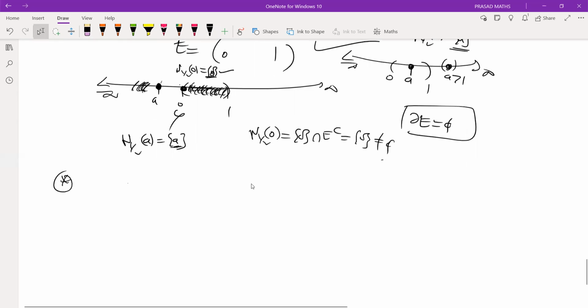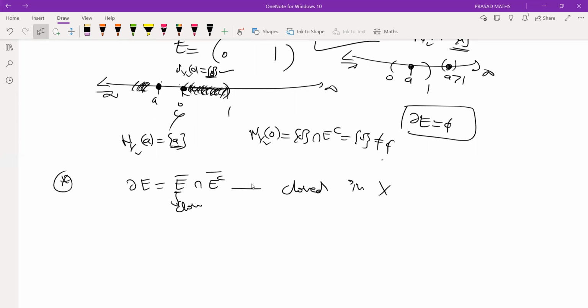Again, boundary of a set is nothing but closure of the set intersection with the closure of the complement. It is always closed set. Yes or no? In any metric space. Why? Because closure of the set is closed. Right? This is also closure. This is also closed. Arbitrary intersection of closed is closed. So boundary of a set is closed.